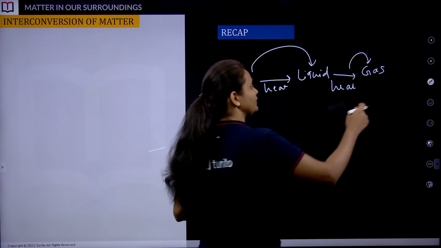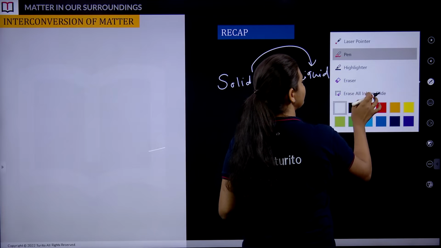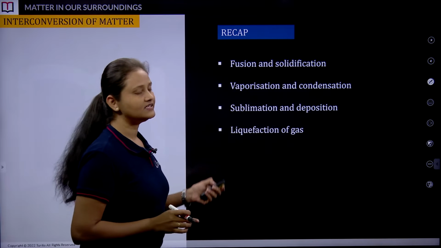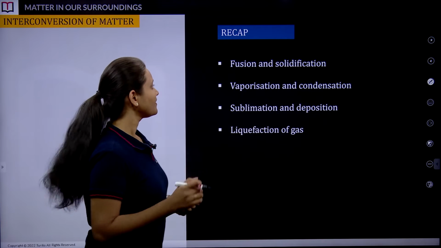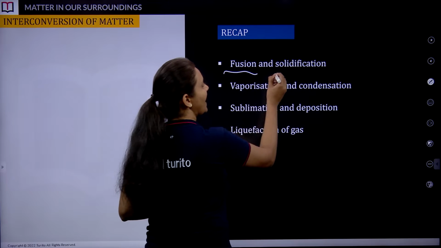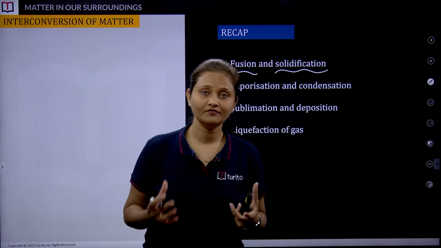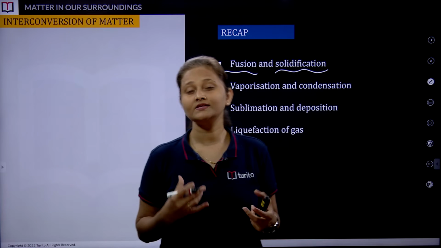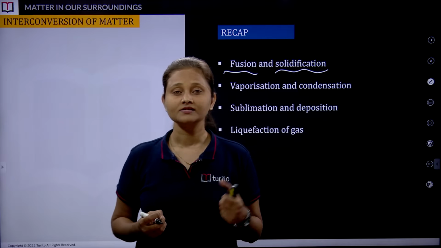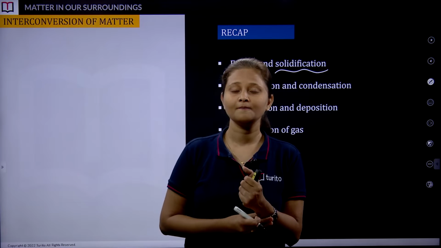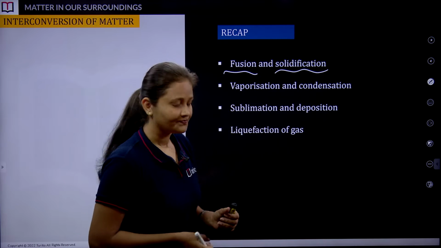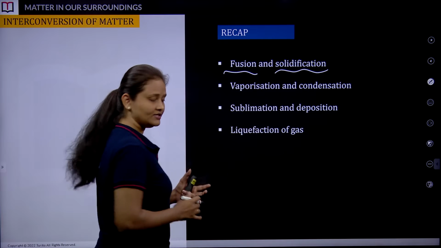So we have seen how this interconversion of states is happening. There are some phenomena or properties with the help of which we can understand this interconversion of matter. We have talked about fusion and solidification. Can anyone tell me what you mean by fusion and solidification? What did we discuss in the last class while we studied fusion? Anyone? Okay, so here I'll just revise.